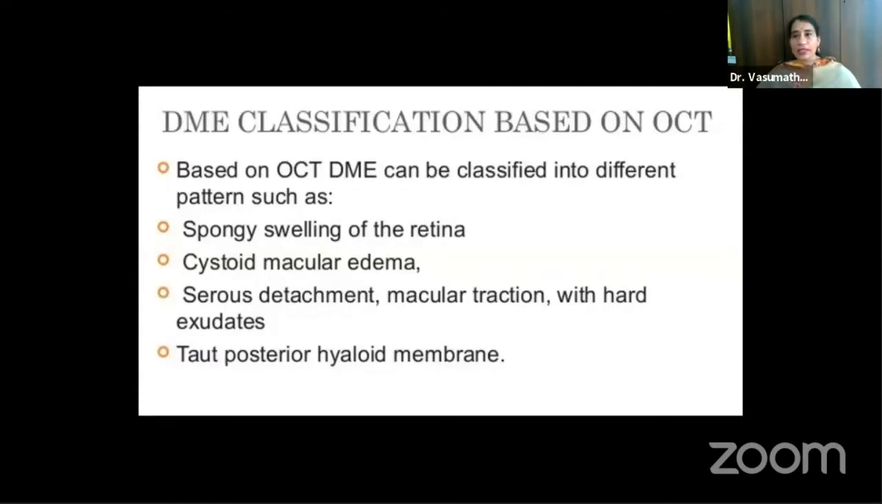And initially, DME used to be classified as clinically significant macular edema and non-CSME in the ETDRS era. Now we have moved on. OCT has been a game changer. We classify DME as center-involving and non-center involving DME. And based on the OCT morphology, we classify it into spongy swelling, cystoid macular edema, serous detachment, and taut posterior hyaloid membrane.